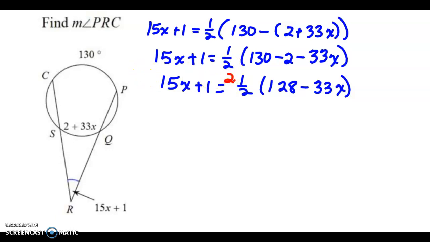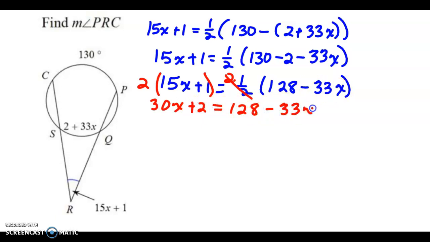And when I do that, it has to be the whole side. Now this already had parentheses, so multiplying what's outside of it has multiplied the whole side. This is not just the 15, but it has to be the whole side. So it's going to become 30x plus 2 equals 128 minus 33x. Move all the x's to one side, and that would be 63x, and the constants to the other side. That would be 126. Do a little division, and I get x equals 2.